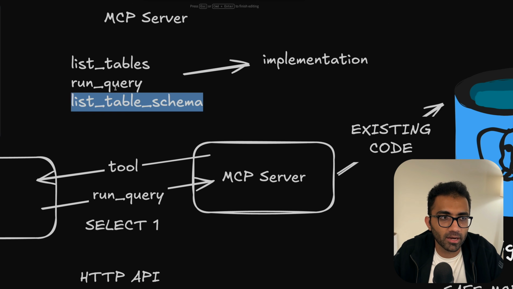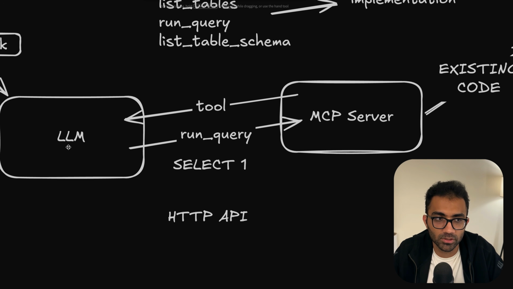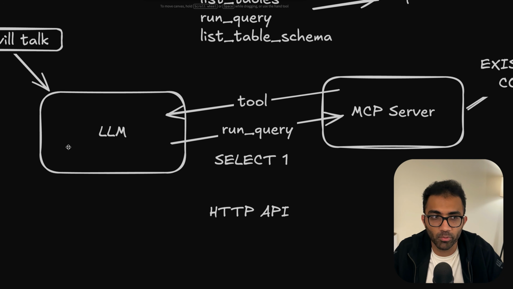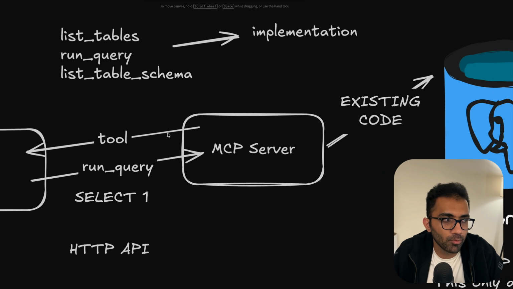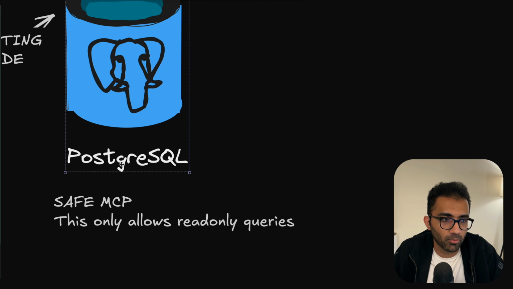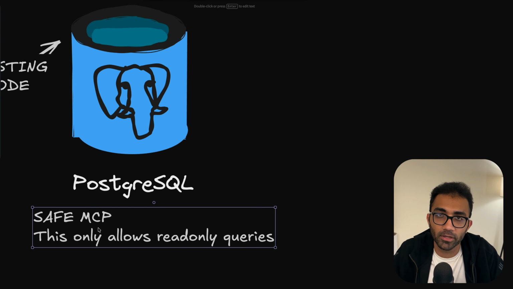For example, if you're implementing a run query as a tool, you just have to get the query from the large language model, which is supposedly going to write the query, and you just have to run it, right? So let me give you an example of how we would build something like that: a safe MCP for Postgres, which only runs read-only queries.